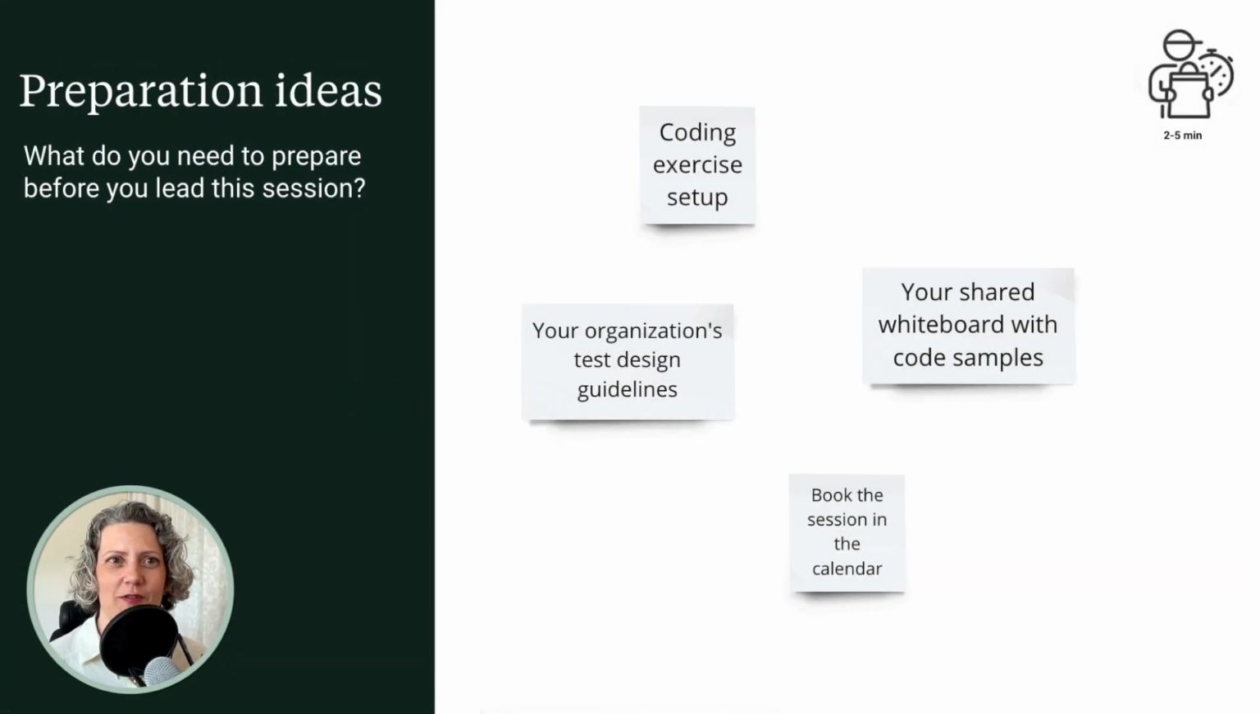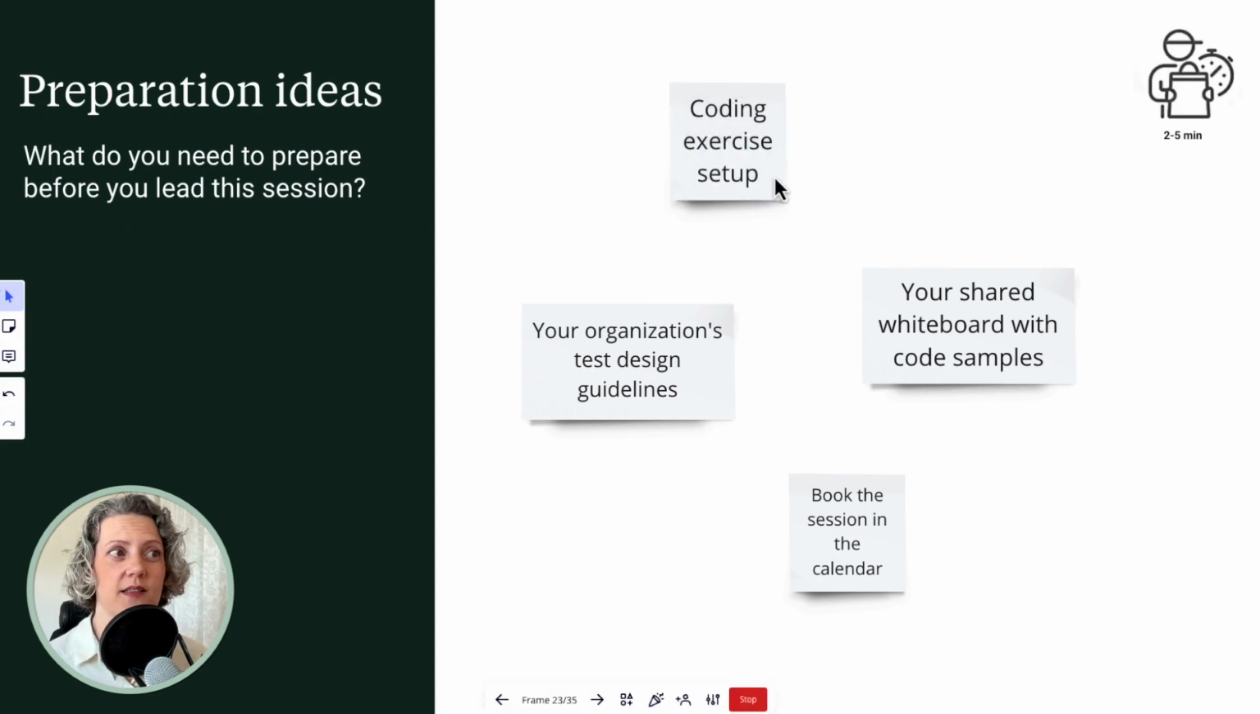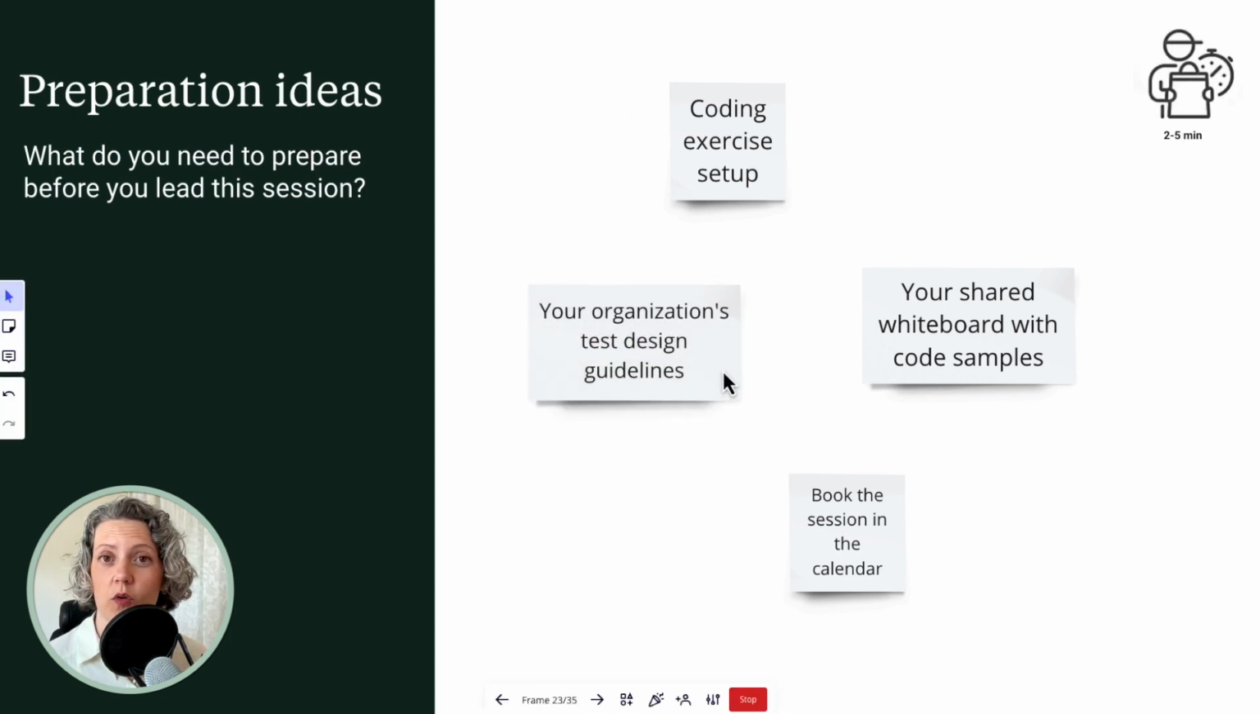Okay, so I hope you've got your own list, but I would also like to just remind you that these are some of the things that you probably want to have on that list. You're going to want to set up the coding exercise so that all the team members will be able to get hold of their code quickly. You might also want to look up your organization's test design guidelines and to see whether they mention the arrange, act, assert pattern that I talk about, whether there are any recommendations that your organization would like people to follow.